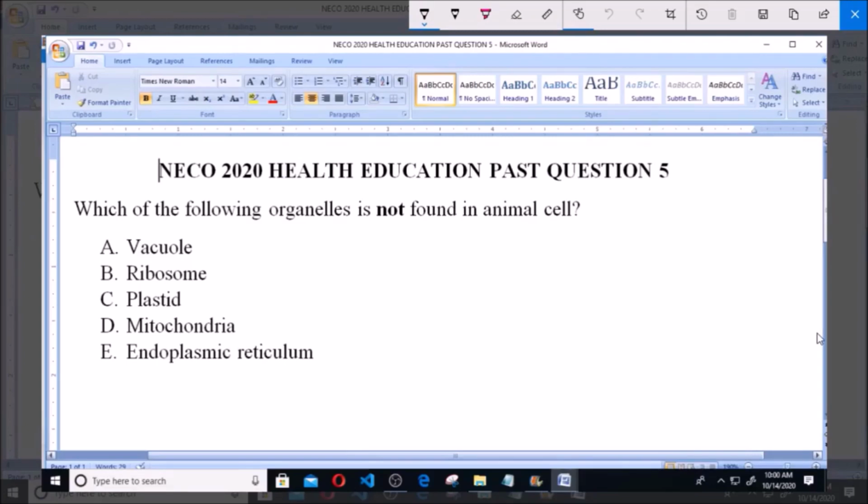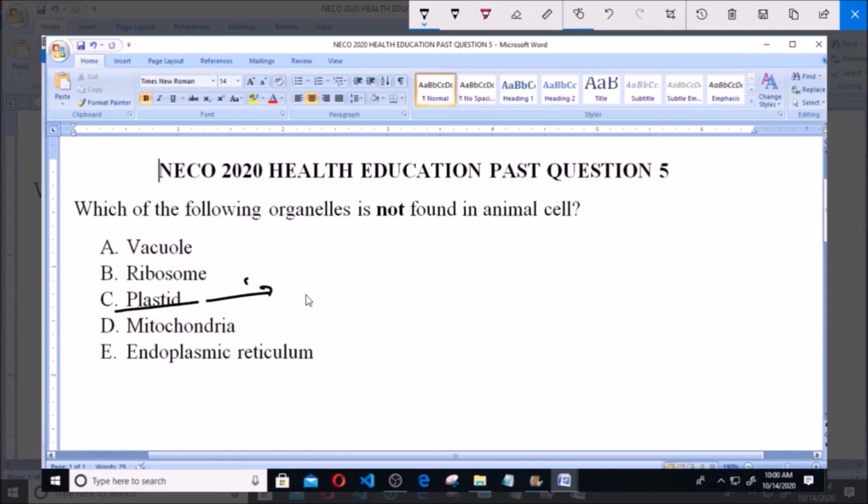Which of the following organelles is not found in animal cell? A. Vacuole, B. Ribosome, C. Plastid, D. Mitochondria, and E. Endoplasmic reticulum. Now we are asked to pick an option which is an organelle that is not found in animal cell. Now, all these organelles are found in animal cell except plastid.